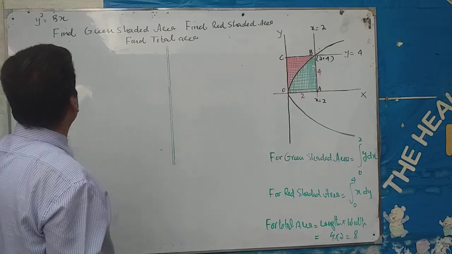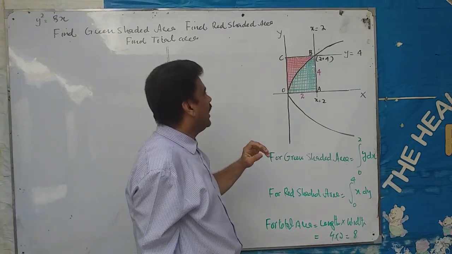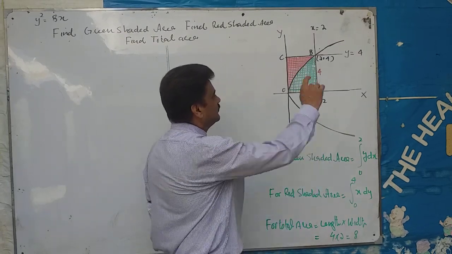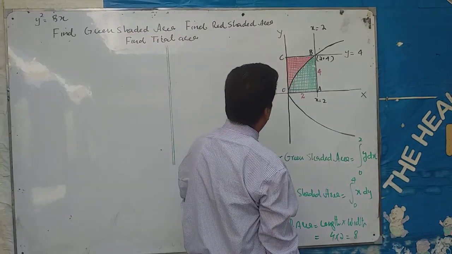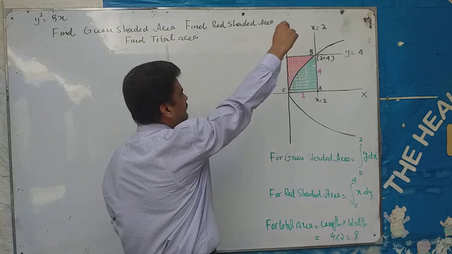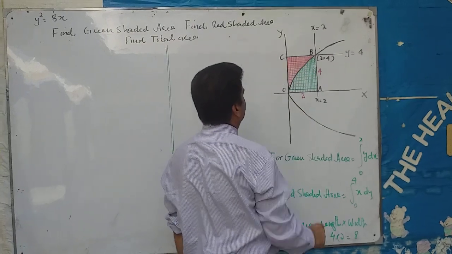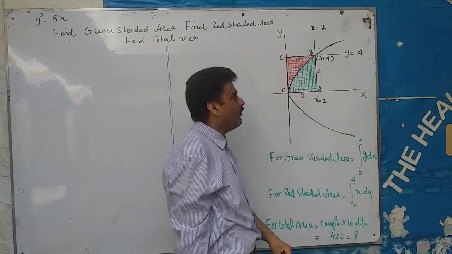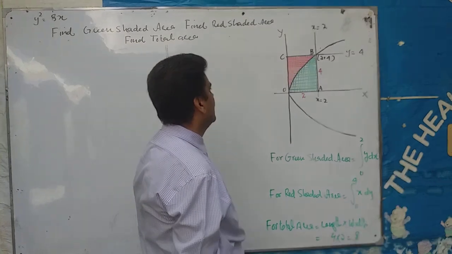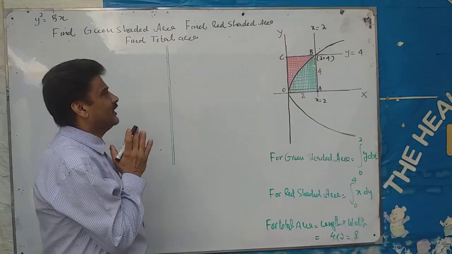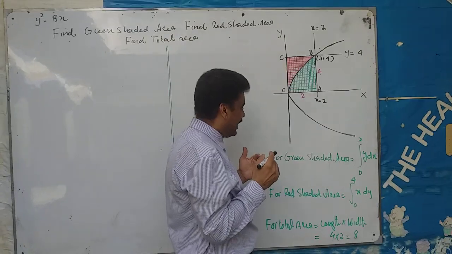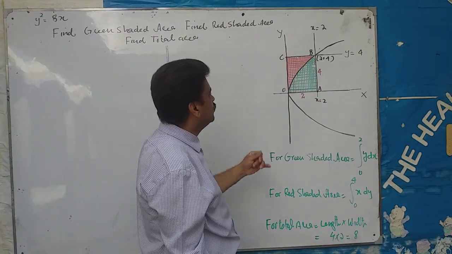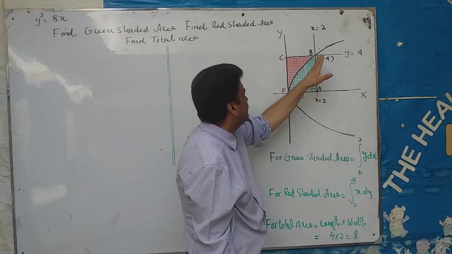First of all, we have to find the green portion area, and then we have to find the area which is red shaded. First we find the green shaded area, and then we find the red shaded area, and then we add these two areas and check whether the total area is equal to the area of rectangle OABC.